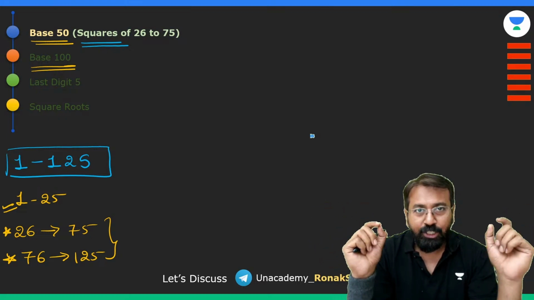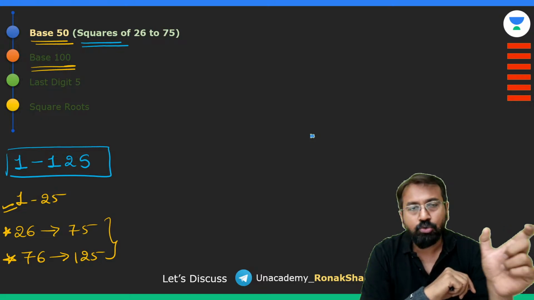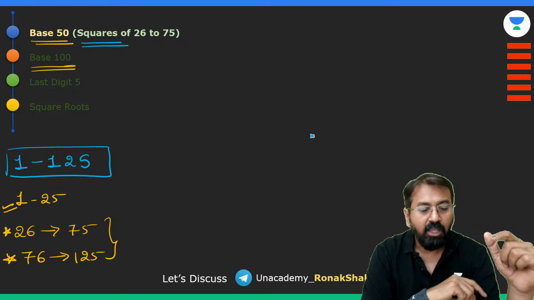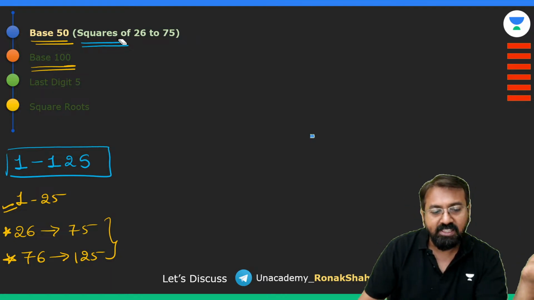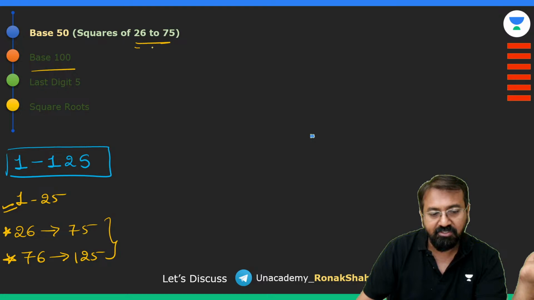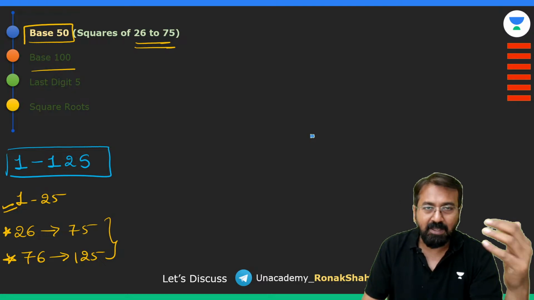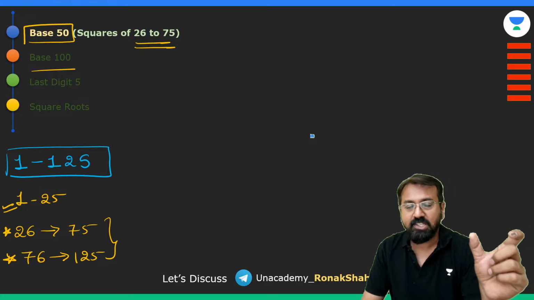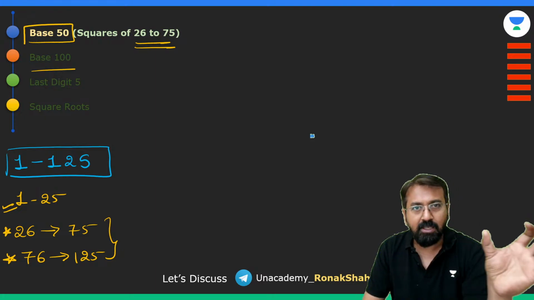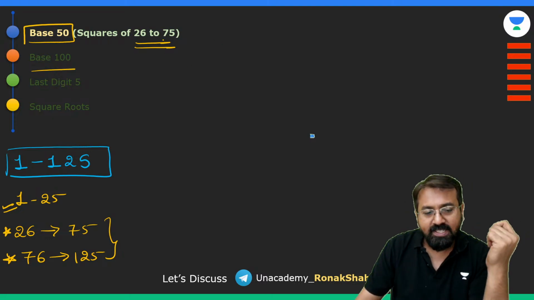As I said, we need to know squares of the numbers from 1 to 125. Out of that, the squares of 1 to 25 we will remember, and now we are learning a technique to find out squares of the numbers from 26 to 75, and this method is called the base 50 method. Since these techniques are from Vedic maths, you will find such funny names, base 50, base 100, and so on. So let's understand what the method is.